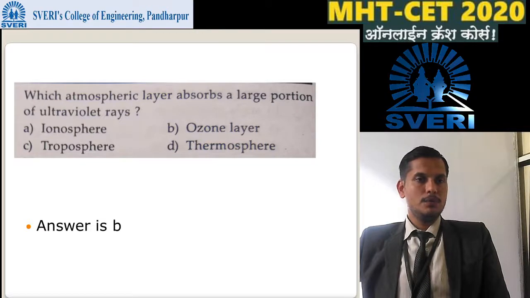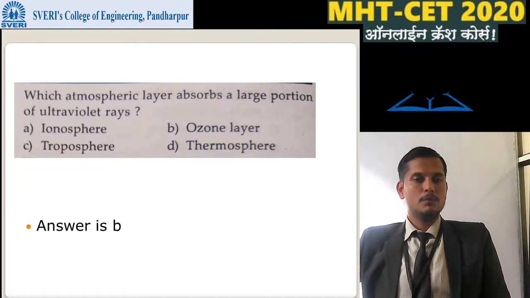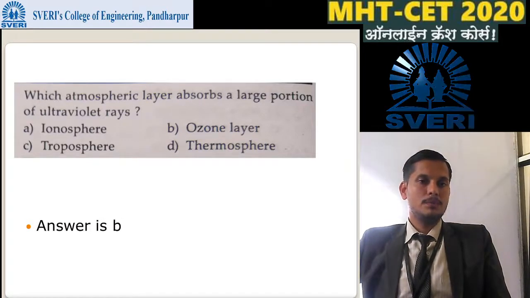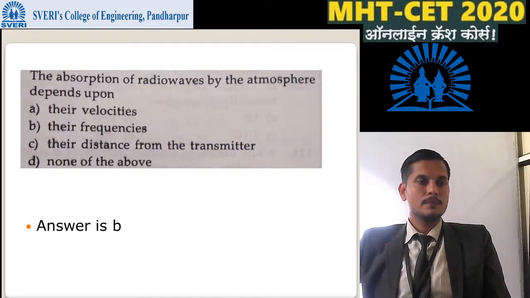Next, which atmospheric layer absorbs a large portion of ultraviolet rays? Ionosphere, ozone layer, troposphere and thermosphere are the options. So the ozone layer is the correct one, which absorbs a large portion of ultraviolet rays.